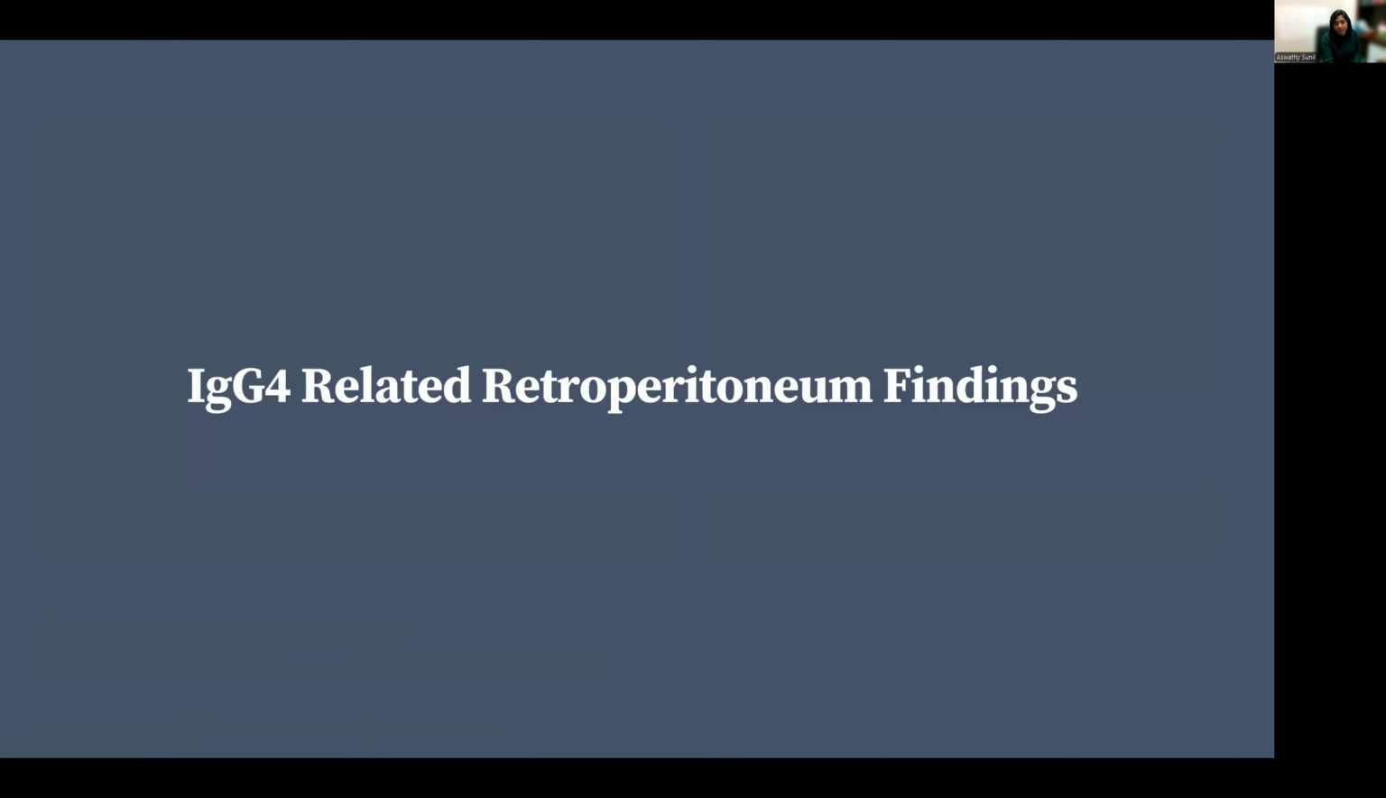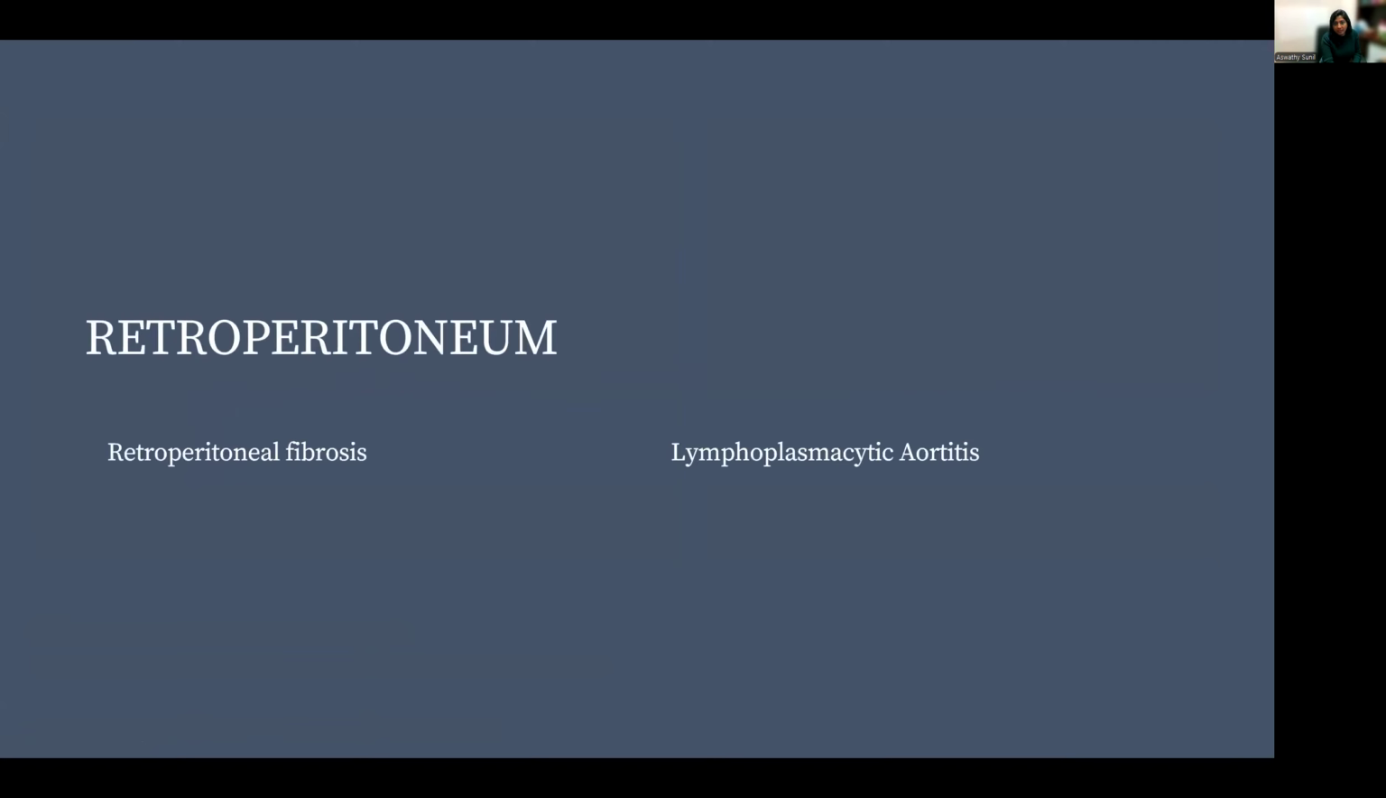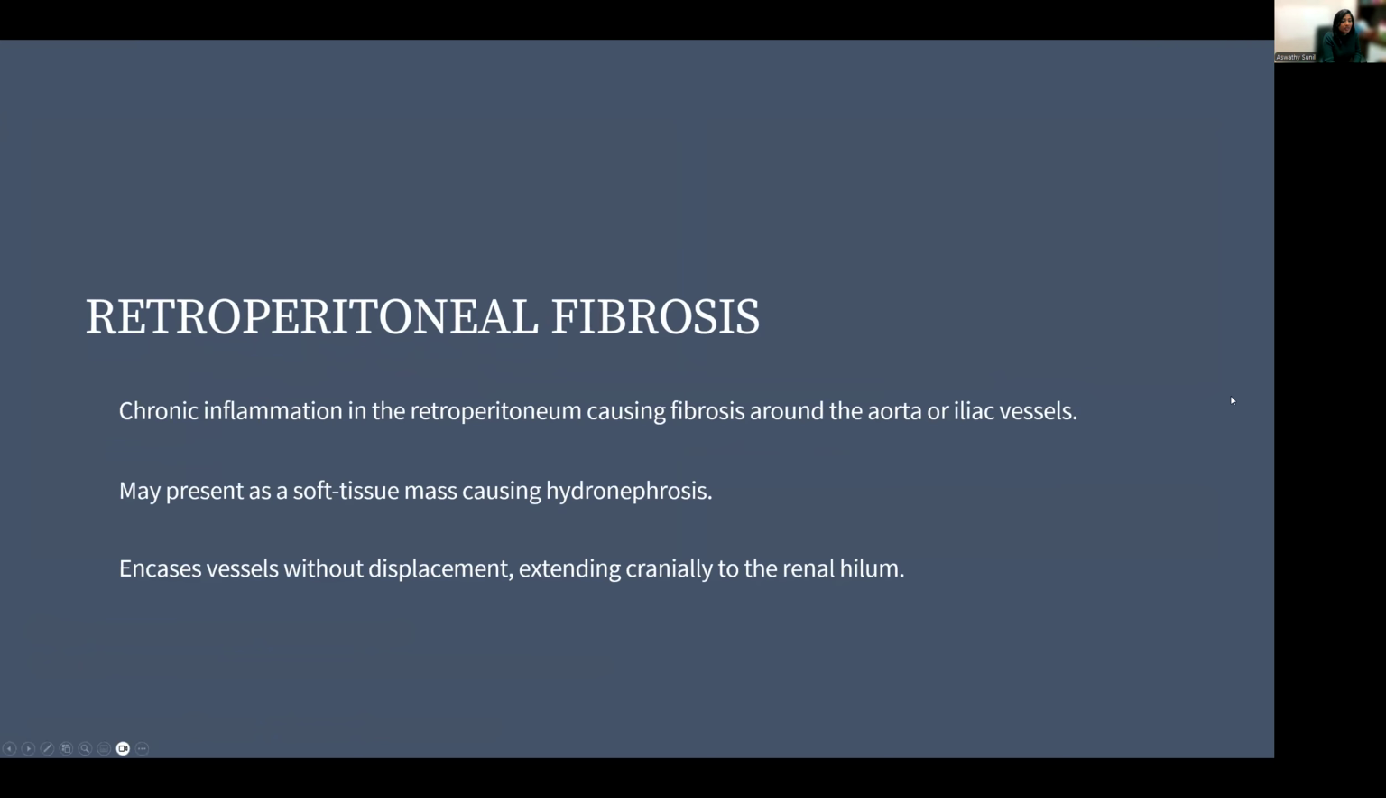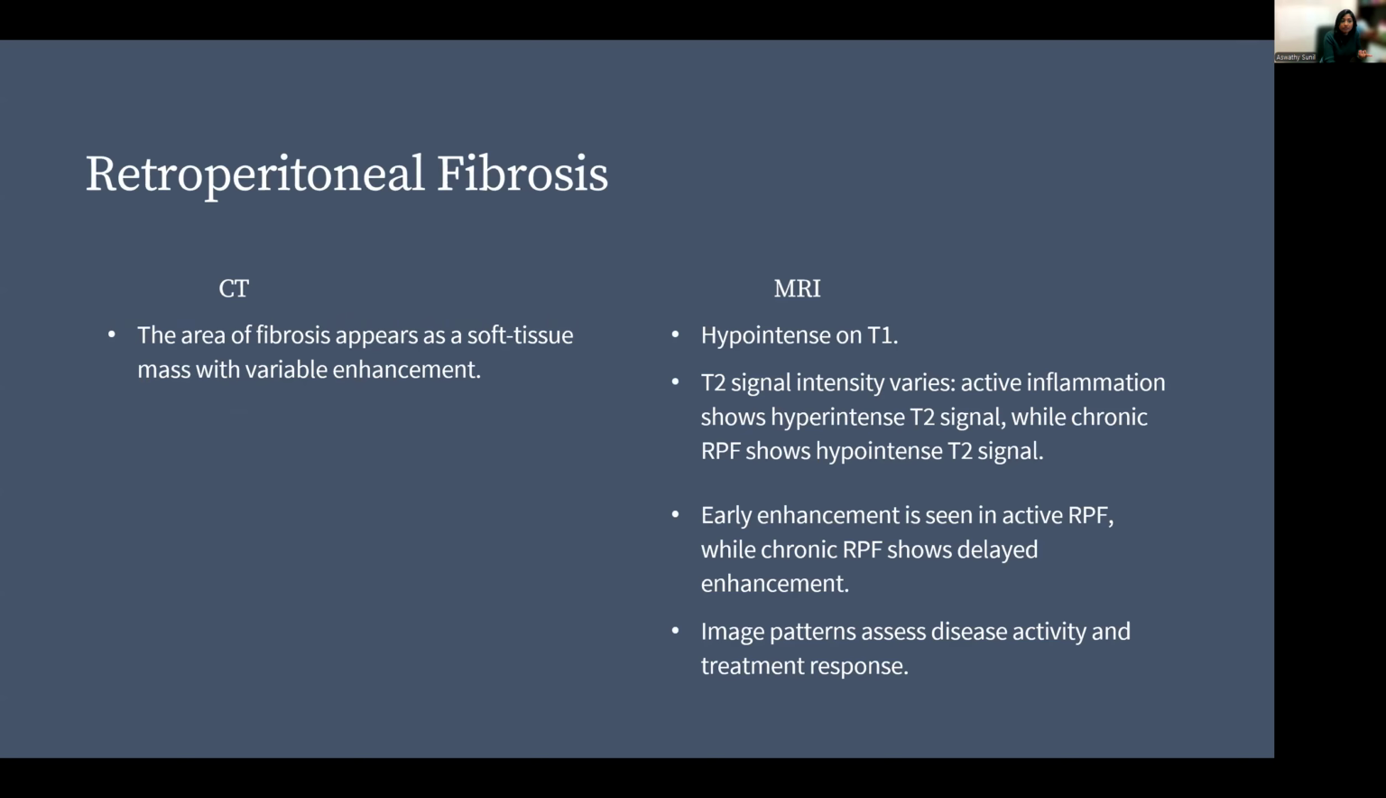Coming to retroperitoneal findings, it can be retroperitoneal fibrosis or lymphoplasmacytic aortitis. In retroperitoneal fibrosis, there is chronic inflammation in the retroperitoneum with fibrosis around the aorta and the iliac vessels. It can present as a soft tissue mass, and it can cause hydronephrosis. This usually encases the vessel without any displacement, and it can extend cranially till the renal hilum. On CT, it can be seen as a soft tissue mass with variable enhancement.